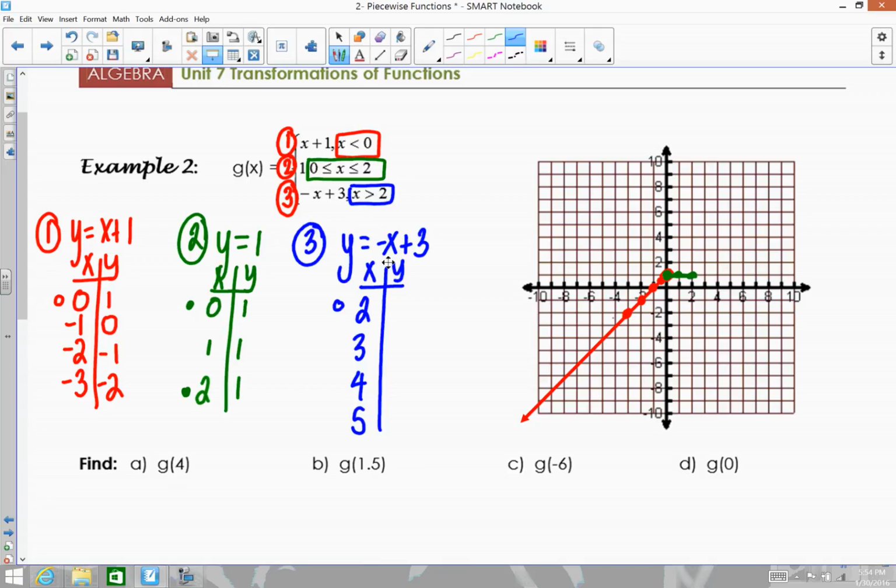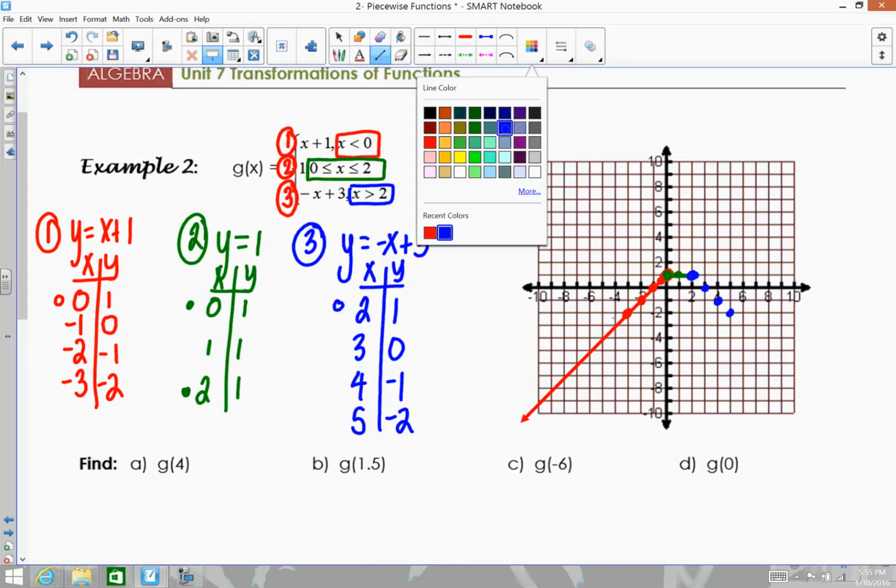So plug in 2, so it's going to be -2 plus 3 is going to give me 1. -3 plus 3 is going to give me 0. -4 plus 3 is -1. -5 plus 3, -2. Go ahead and plot them. So 2, 1 is an open circle, but since it's already been filled in by the green portion, it's really still just going to be a filled in circle there. Then we have 3, 0, 4, -1, 5, -2, and then I'm going to just go ahead and connect those.